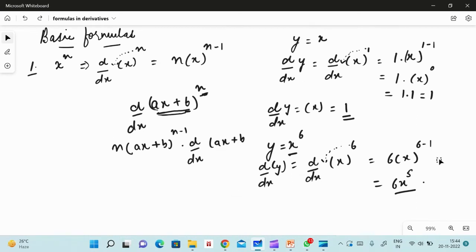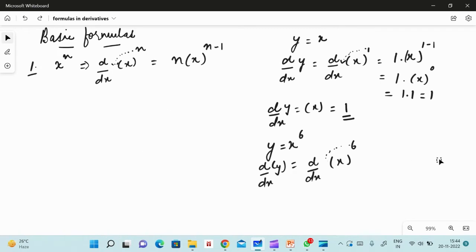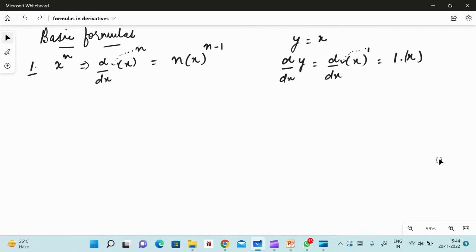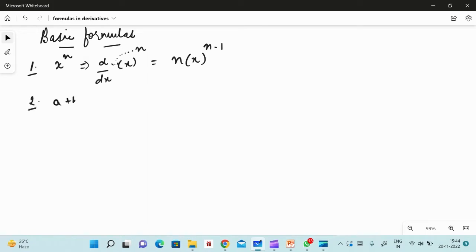Okay, so we have covered two formulas. First is that the derivative of x power n is n into x power n minus 1. And the second formula is that derivative of (a plus b) power n is equal to n into (a plus b) power n minus 1. Okay, so the third formula which we are going to cover is of a power x, right?